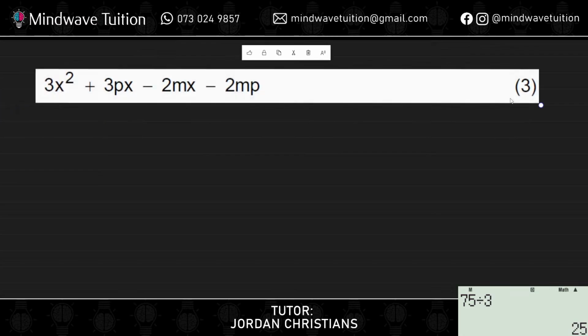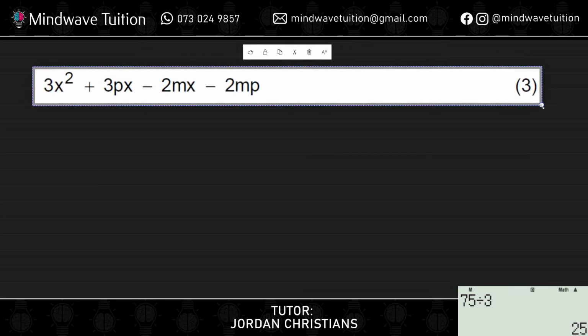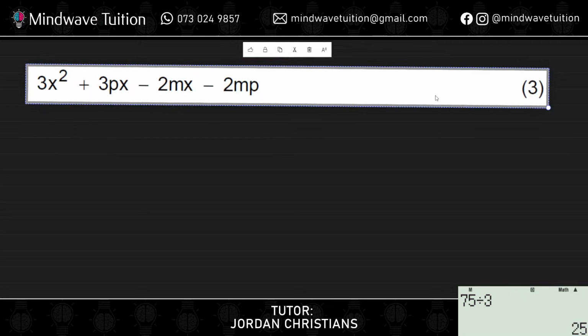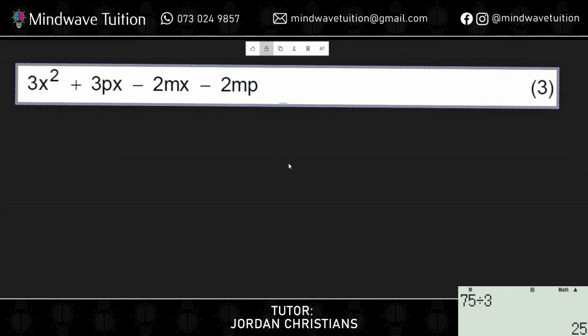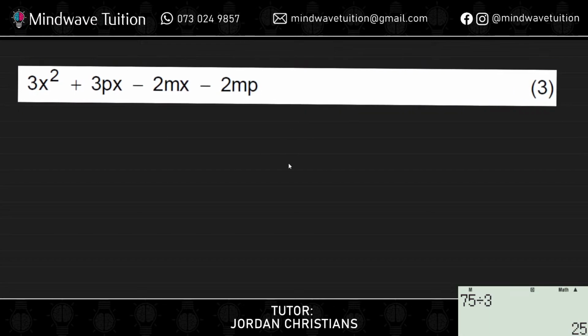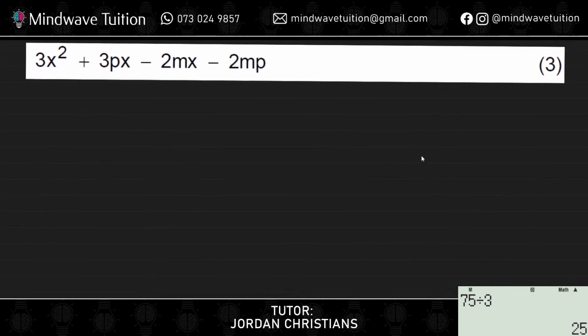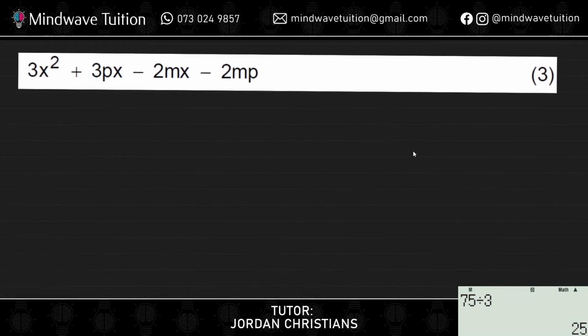And the reason why I'm doing a lot of exam questions is because I really want you guys to see that it's going to be the same method over and over. It's just that you have to watch out for certain parts or different things in each of them. For instance, again, this is another factorization by grouping. Right, so we have 3x squared plus 3px minus 2mx minus 2mp.